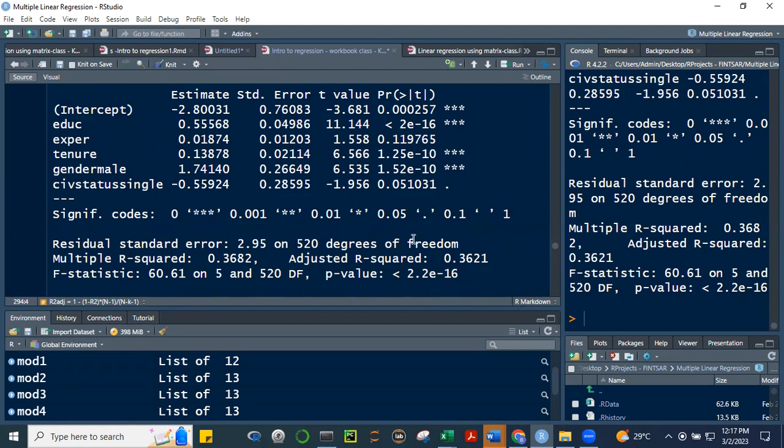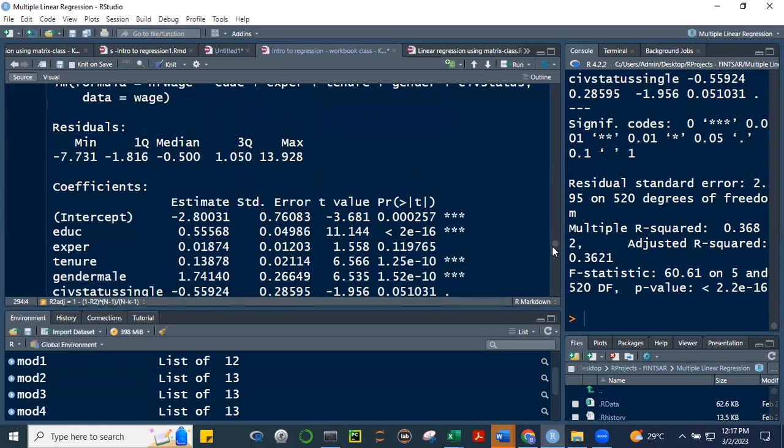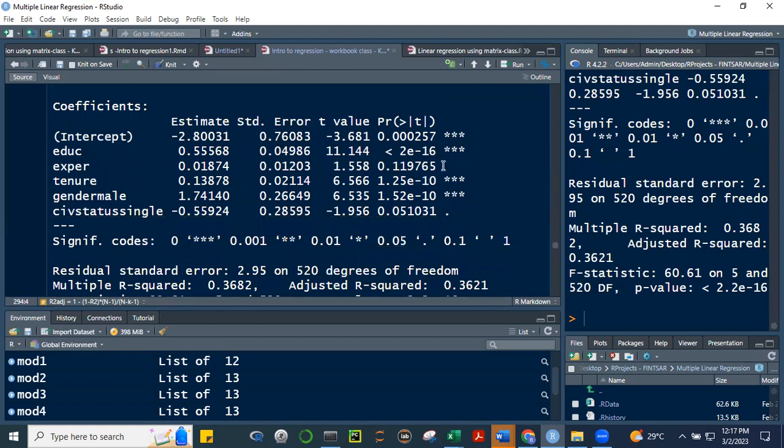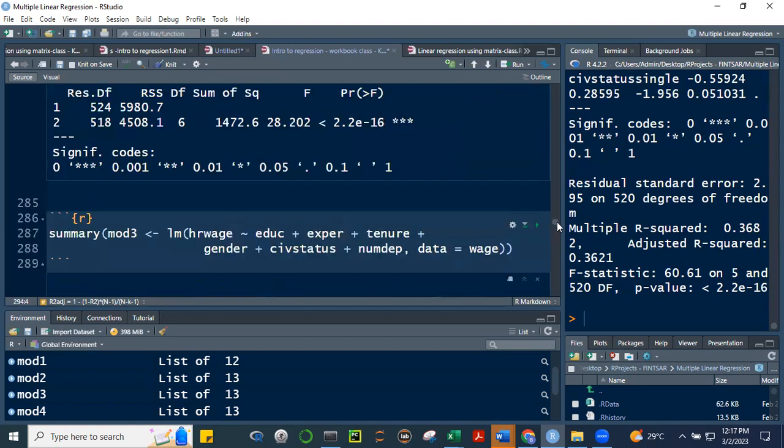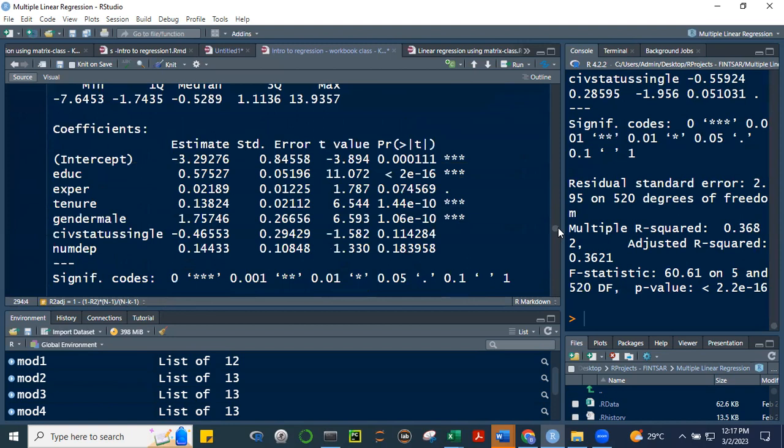Okay? Pero yung overall goodness of fit test natin, okay pa rin. And notice ngayon, meron tayong hindi significant dito sa experience. A while ago, sa model natin dito, si experience yung significant at 10%. Diba? Ano model to? Model 3.